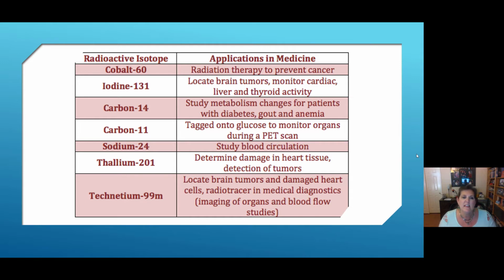Technetium-99m, m means it's a gamma emitter, by the way. Locate brain tumors and damaged heart cells, can be a radio tracer in medical diagnostics, so we can image our organs and blood flow studies. So those are just some of the uses of radioactive isotopes.